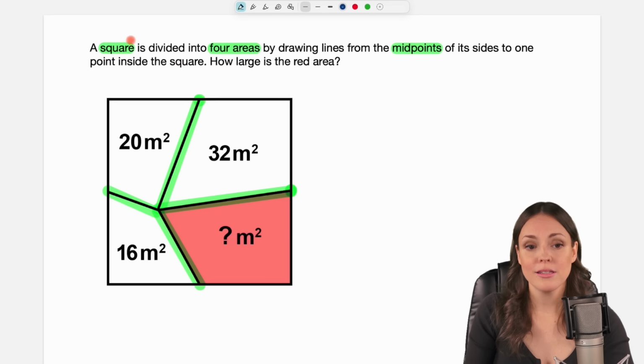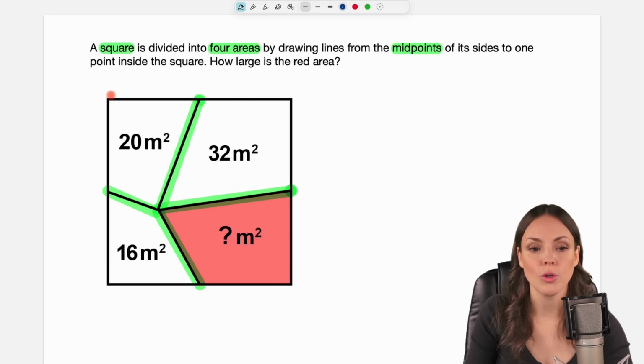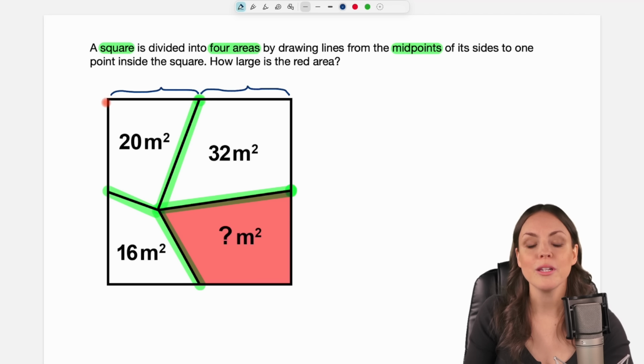Okay, because it is a square, we know that this side here has the same length as this side here. We know that these are the midpoints of these sides, so this part here has the same length as this part here. But because all sides are of equal length, we also know that this part has the same length as this part here.